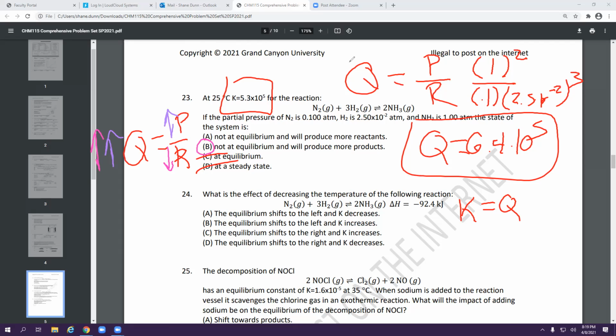Now, here's where they can kind of trip you up and ask you another conceptual question, and I'm going to use this as a base. What is Q going to do to shift towards equilibrium? Favor products or reactants? It's going to favor reactants, right? So to get to equilibrium, it's going to go the opposite direction to get to equal Q. Does that make sense? Okay.